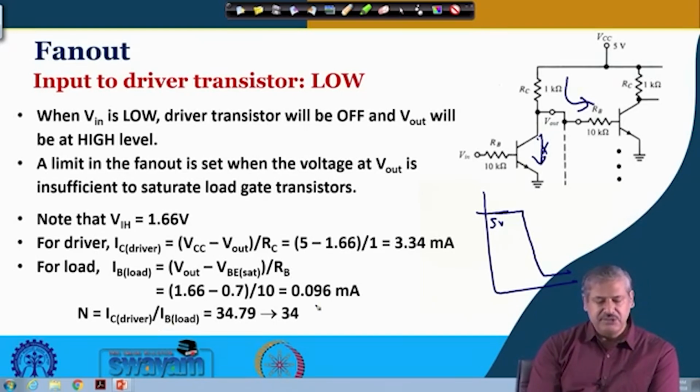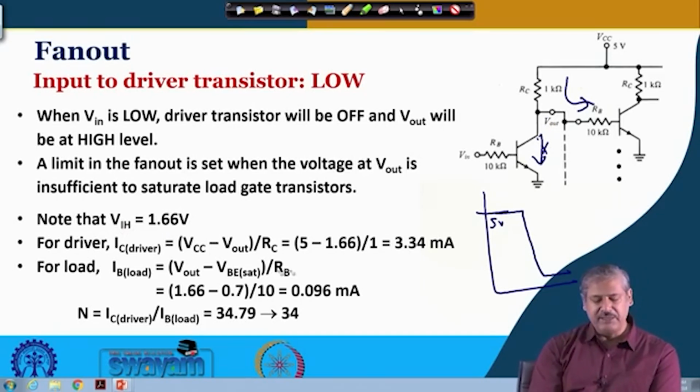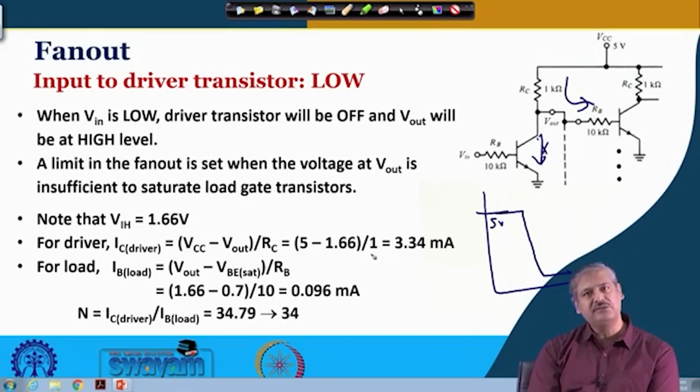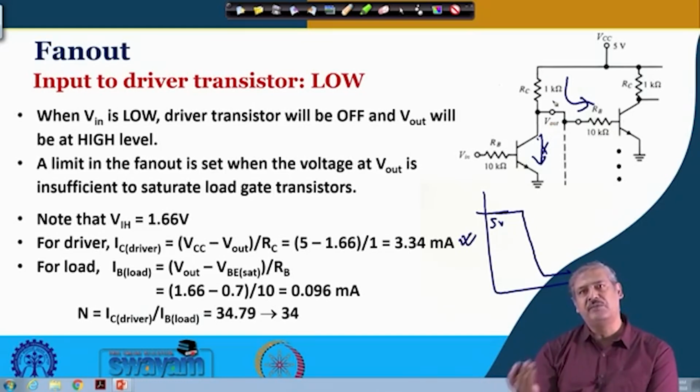So, this is the way we calculate this one. For the VIH, we said this limiting case is 1.66 volt, and at that time, how much current can the driver deliver? VCC minus V out, that is 1.66 volt divided by 1 kilo ohm. So, that is 3.34 milliampere, the maximum current it can deliver without this voltage going below the 1.66 volt limiting value, after which it will no longer be treated as logic high at the load gate side.